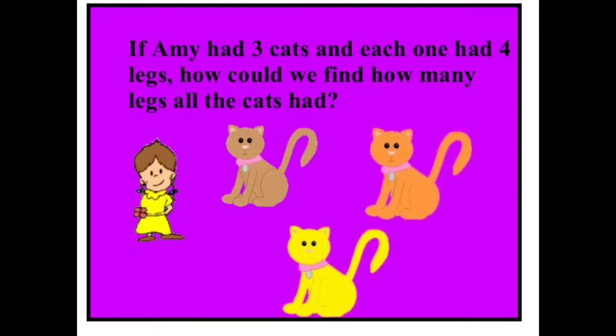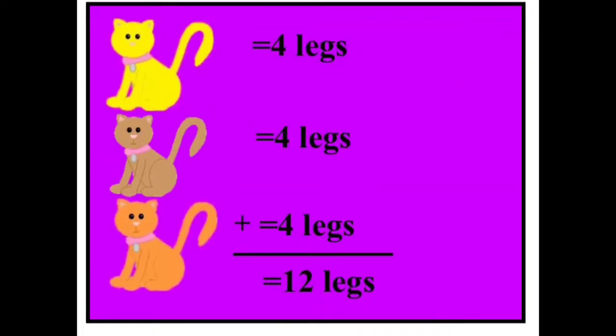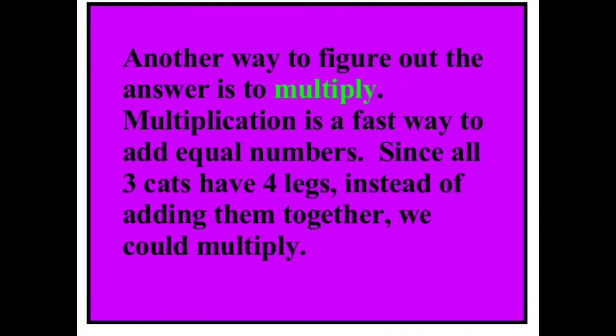So we have two ways to find out how many legs all the cats have. First of all, we see what the first step is. See, first cat 4 legs, second cat 4 legs, and the third cat 4 legs. Now we add 4 plus 4, 5, 6, 7, 8, and 8 and 4, 9, 10, 11, and 12. It means all the 3 cats had how many legs? 12 legs. So what is the first way? You add all the legs. It means 12 legs.